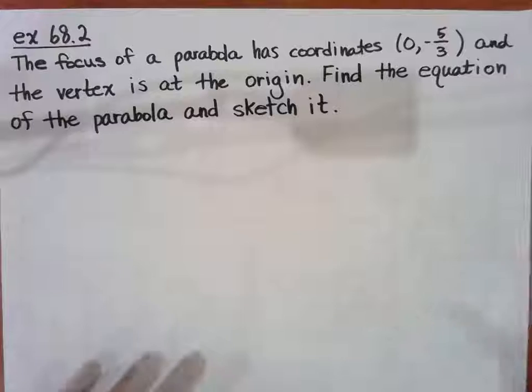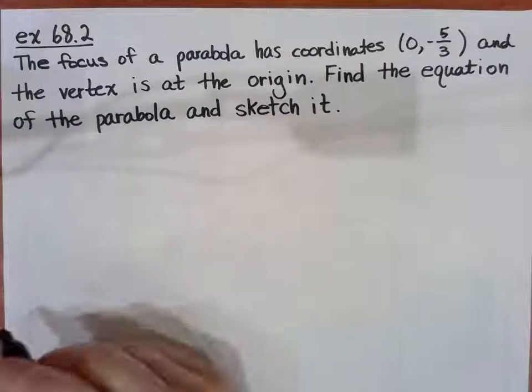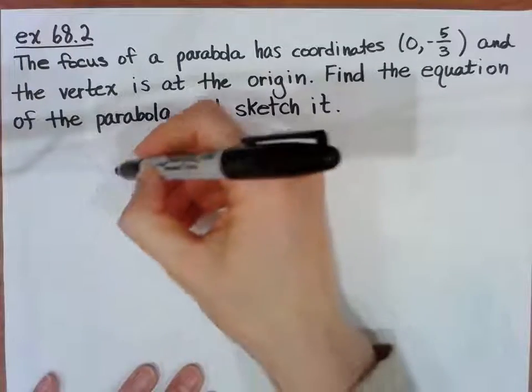All right. This is kind of going the other direction. This time we know the focus and we know that the vertex is at the origin, and we want to find the equation of the parabola. Okay, and we're going to sketch it. Let's go ahead and maybe start our sketch first. So the focus of the parabola is at 0, negative 5/3.